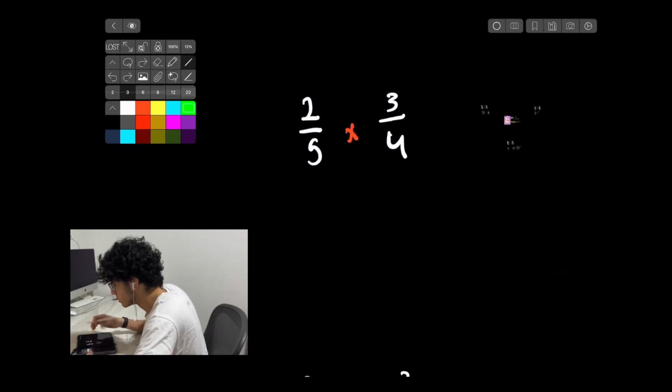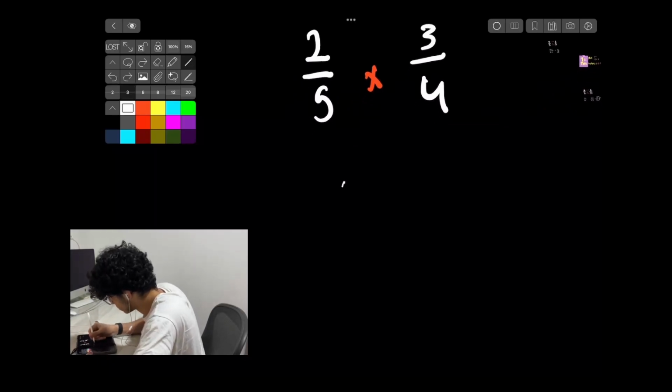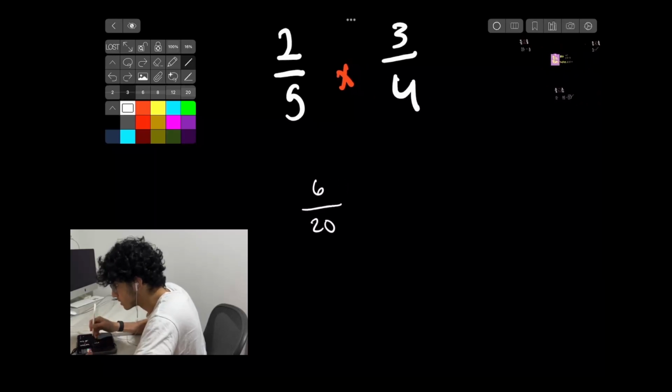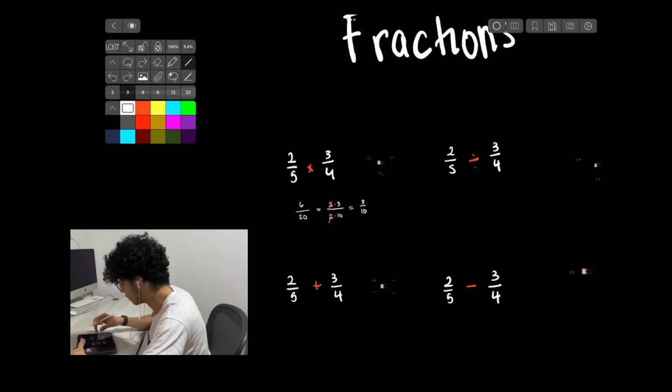Well, the sample case is pretty simple. We start off with 2 times 3, which is just 6, over 5 times 4, which is 20. 6, that's the same as 2 times 3. 20, that's the same as 2 times 10. And so we're going to simplify this, leaving us with 3 over 10. Next case, how do we divide fractions?